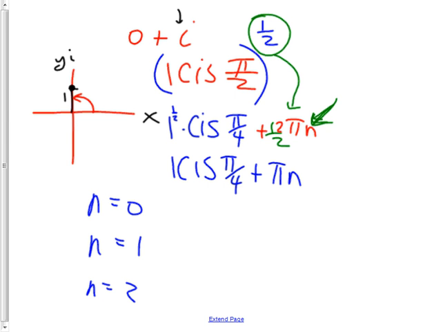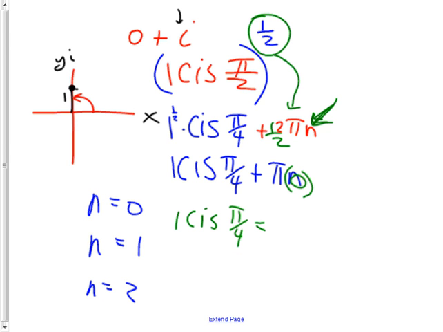All right, so we're going to stick in 0. That goes here. And that makes it really easy. 0 pi is just 0. So it's 1 cis pi over 4. Can you just leave it like that? Nope. You have to multiply it out and get your coordinates in x, y, i form. This is the polar form of the answer, but you need the rectangular form.